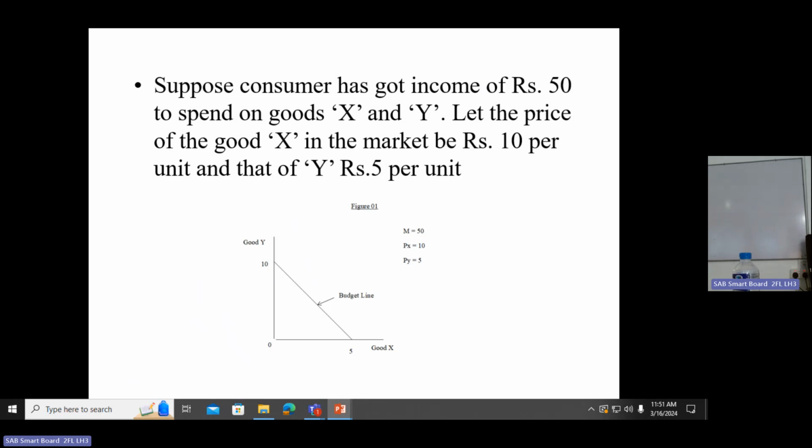So now, the budget line. How do we draw the budget line? Because now we have the two products, X and Y. We can assume that our fixed money income is 50, the price of product X is 10, and the price of product Y is 5. As an example, how do you draw the budget line based on that?